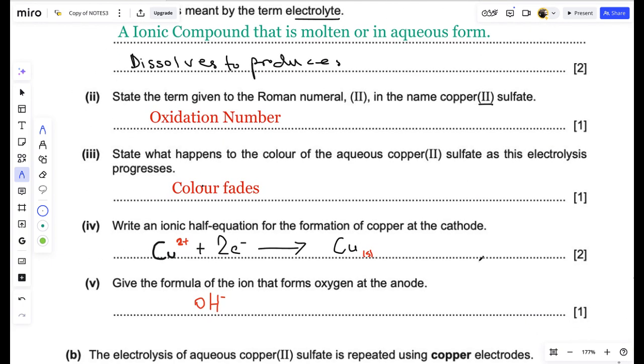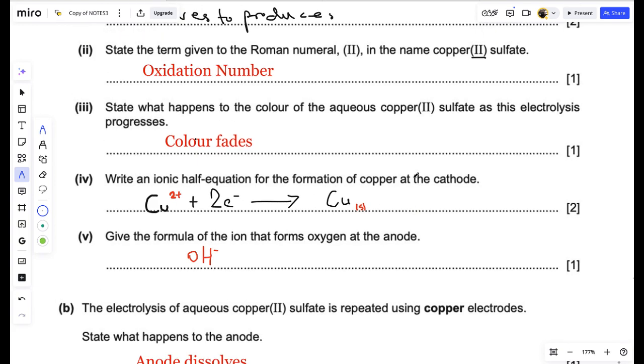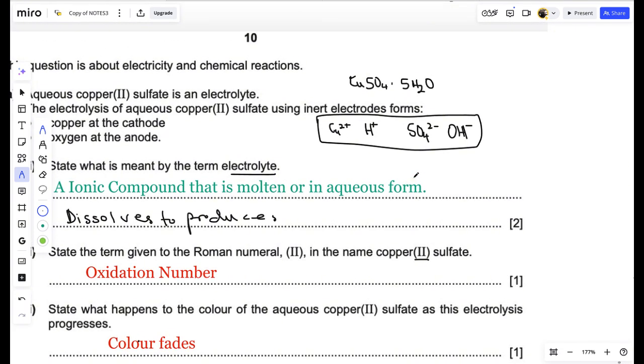It says: state what happens to the color of the aqueous copper(II) sulfate as the electrolysis progresses. The color fades away. The blue color gradually fades to an almost colorless solution. So you get 1 mark. Now, before we reach here, I wish to show you the electronics. I don't know if I can quickly show that.